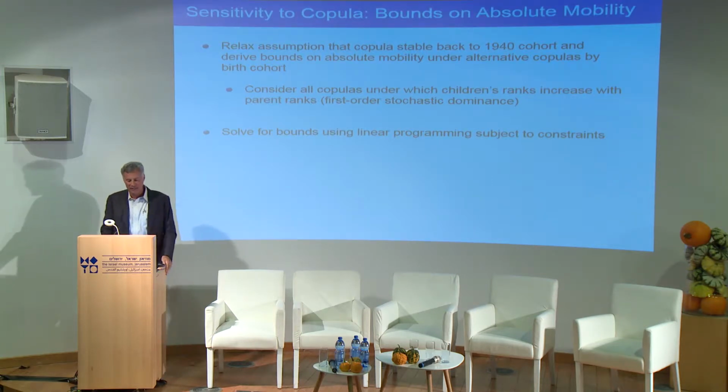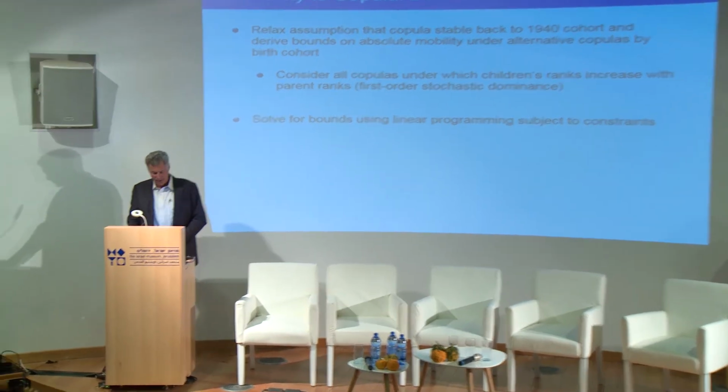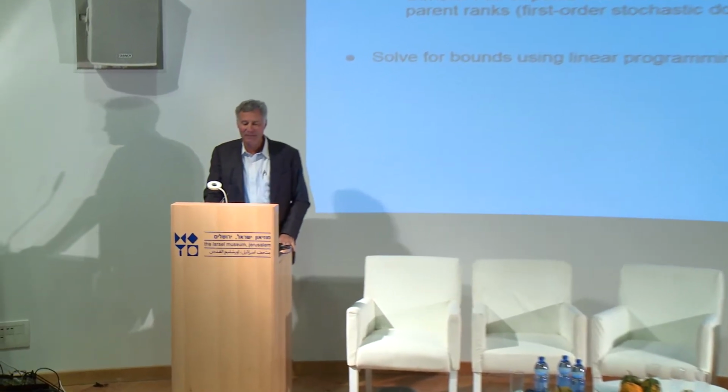Well, they do a really interesting exercise, and maybe this is why the paper required 6 authors. They relax the assumption that the copula is stable back to 1940 by considering all possible joint distributions and then creating a bound, upper bound, lower bound, in terms of absolute mobility. And it's not entirely all possible.